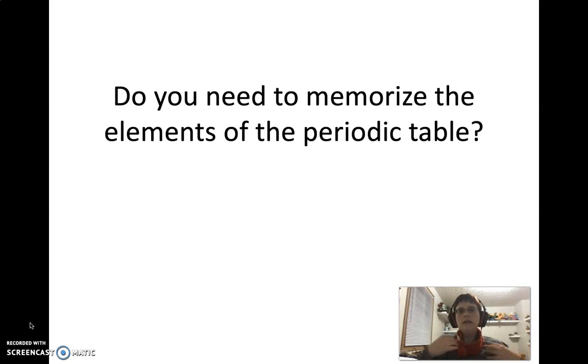Now, before I get into this, one of the things that everybody asks me when we get to this part is, do I need to memorize the elements on the periodic table? Do I have to memorize this whole table? And the answer is no. You are going to have that copy of the periodic table available for the exam.